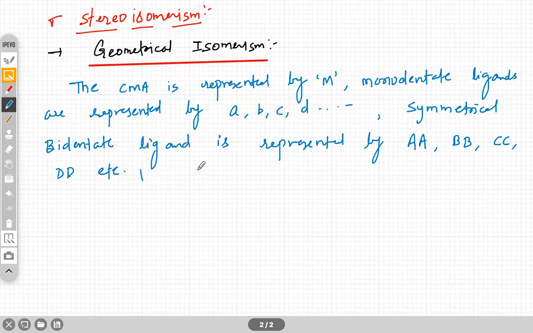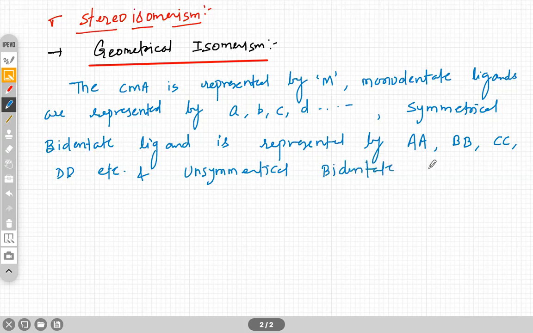And unsymmetrical bidentate ligand is represented by AB, CD, EF, etc. This is the notation we are going to use.